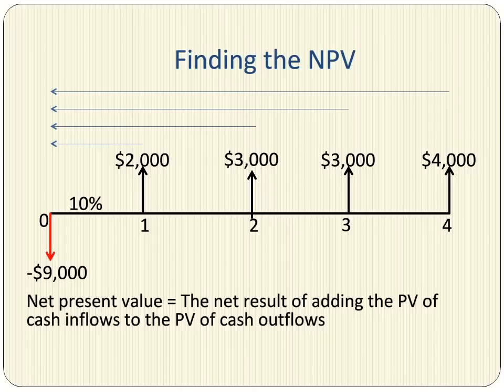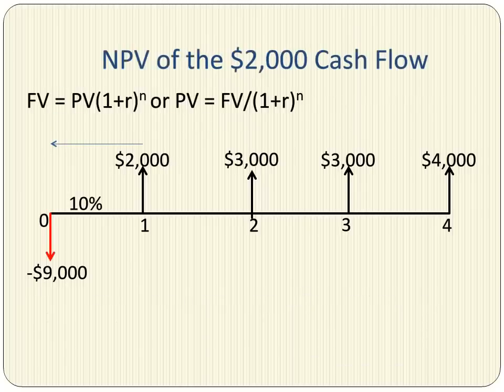To determine the net present value, we add present values of all cash inflows to the present value of cash outflows. The net result is a net present value or NPV.